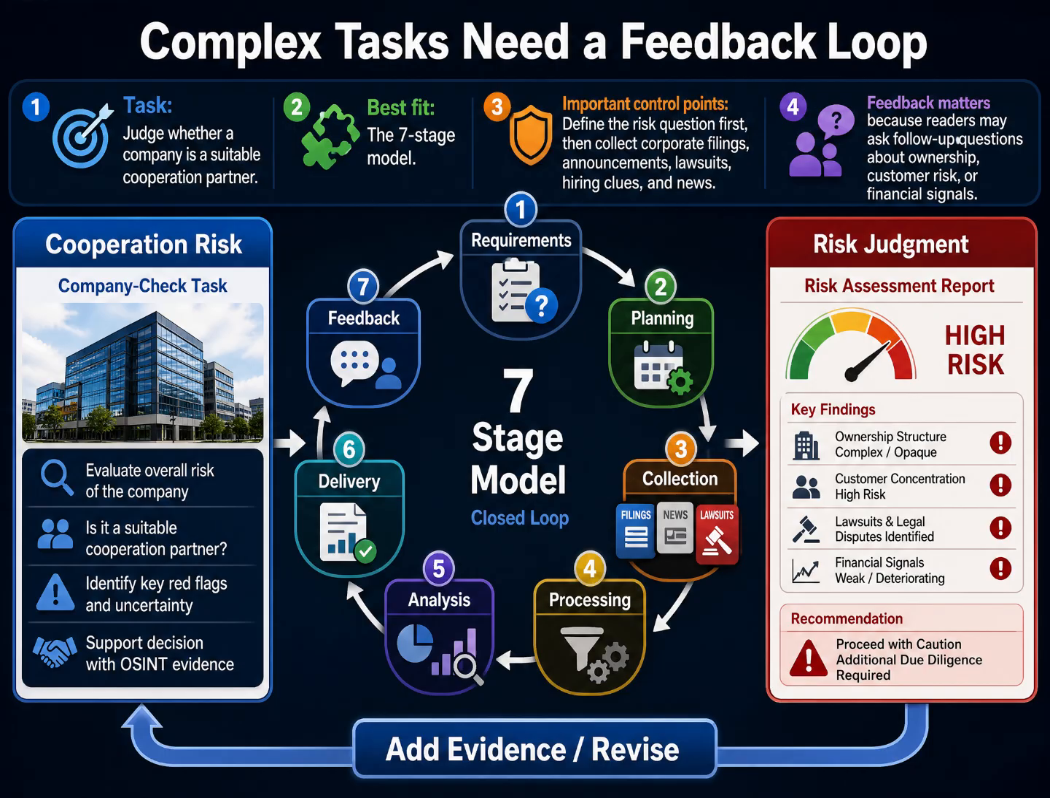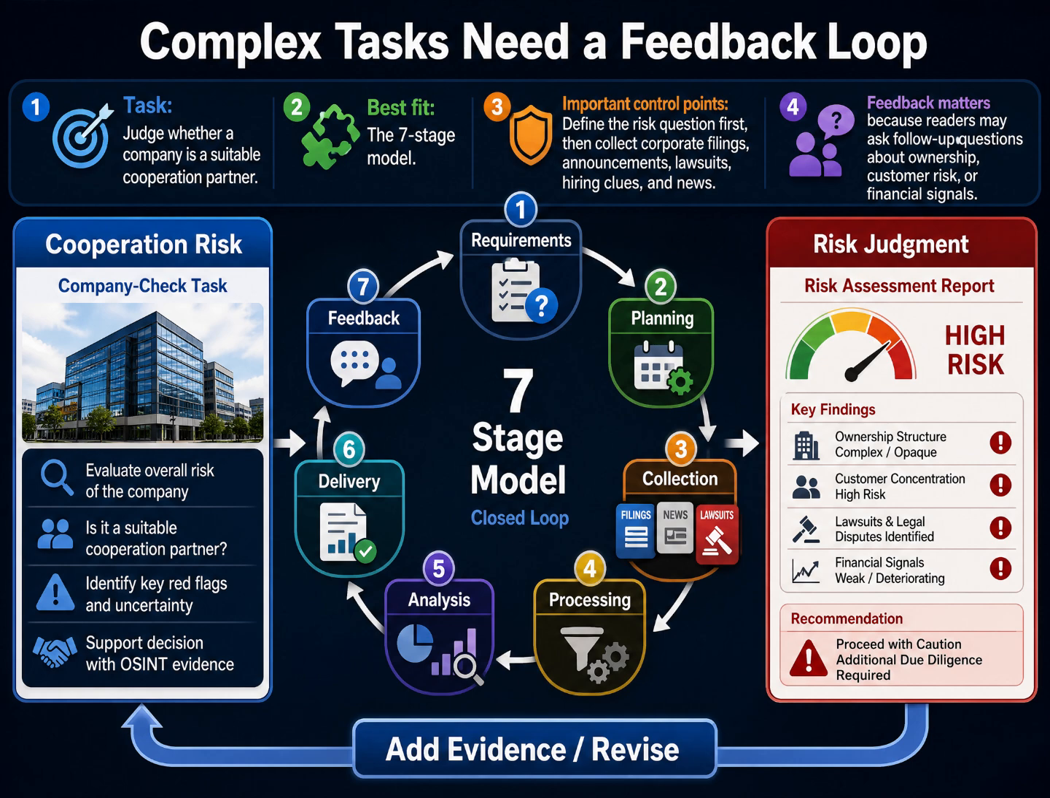Now take a more complex task, judging whether a company is suitable as a cooperation partner. Here, the 7-stage model is a better fit. Start with the requirement. Are we checking cooperation risk, ownership risk, reputation risk, or delivery risk? Then plan sources: corporate records, announcements, lawsuits, hiring changes, news, and customer-side clues if available. Collection brings the material in. Processing records the source, time, evidence type, and builds a timeline. Analysis asks whether risk signals cluster around a specific period, business line, contract type, or leadership change.